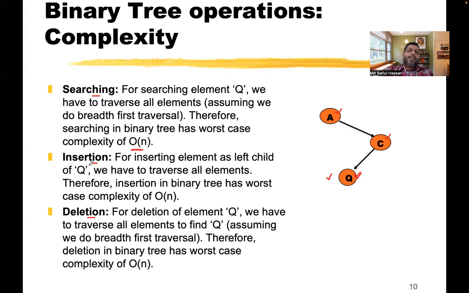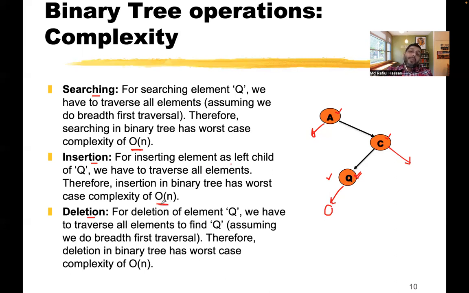So what is the complexity of insertion in the binary tree? For inserting an element as the left child of Q, you can insert the element as a left child, like here, or you can insert the element at the right child here, right? Based on the criterion, if we insert the element as the left child of the Q, we have to traverse. If we just add here, then what will happen? We have to traverse all the elements up to n elements to find the Q. Then we can add the new node here. So in this scenario, the complexity of the insertion will be order of n.